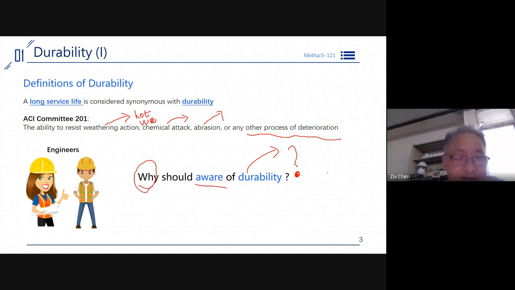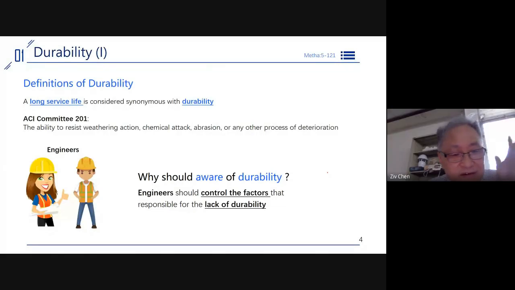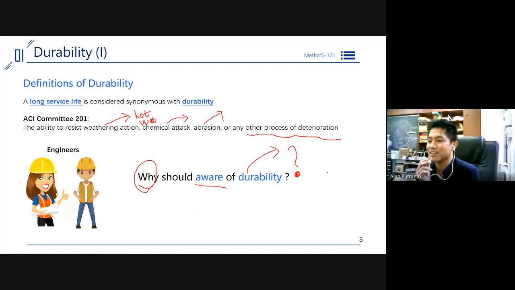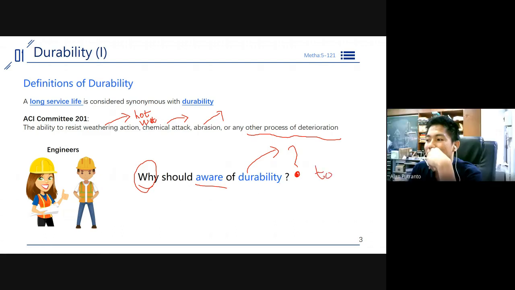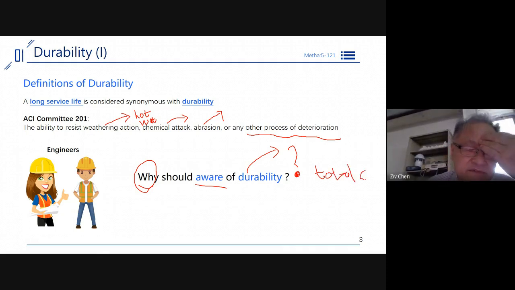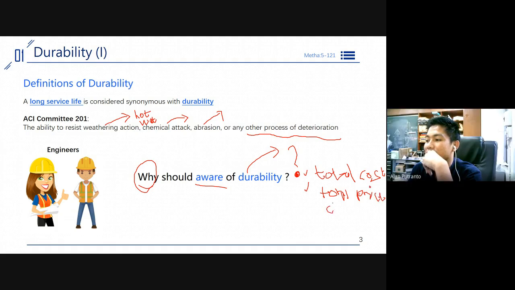Okay, for me, I agree so much about total price. It's about the total cost over the life cycle. So if the durability is good for the long term, the total price is cheaper.